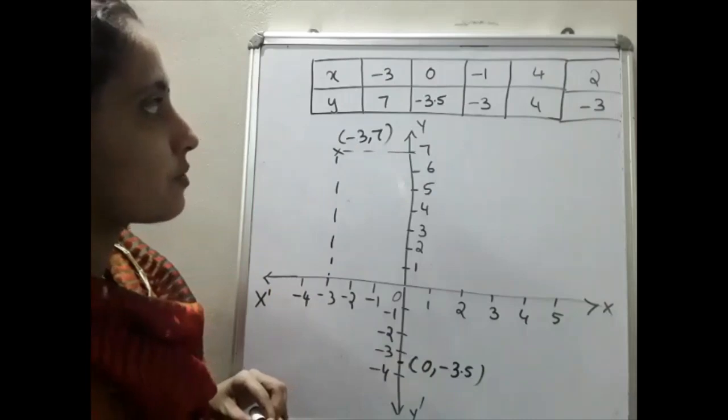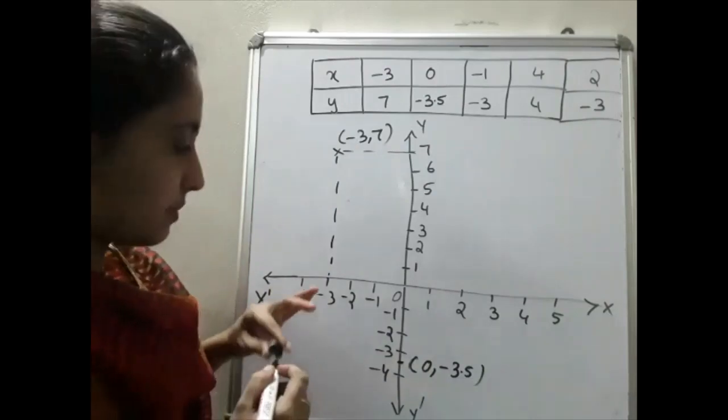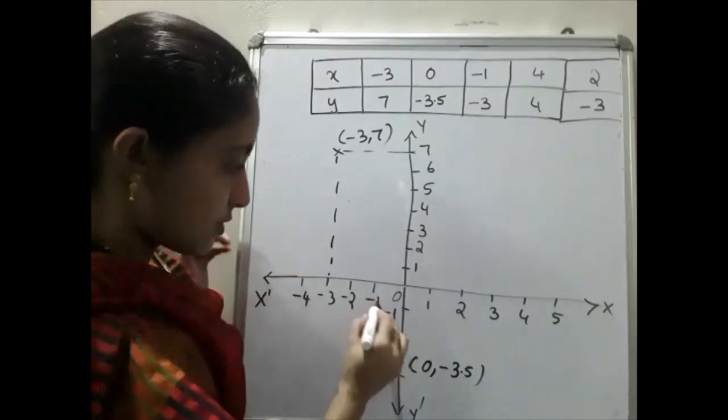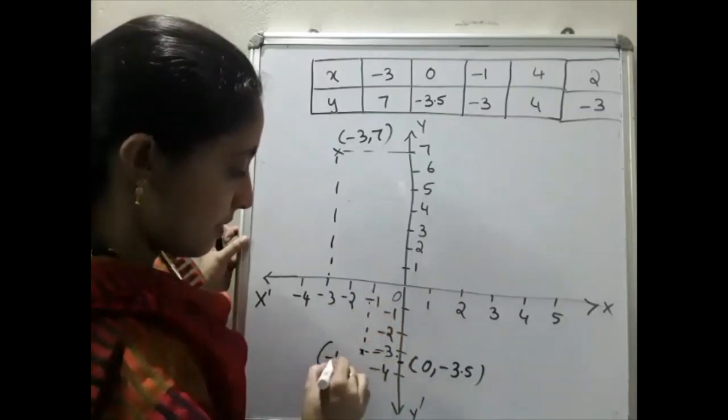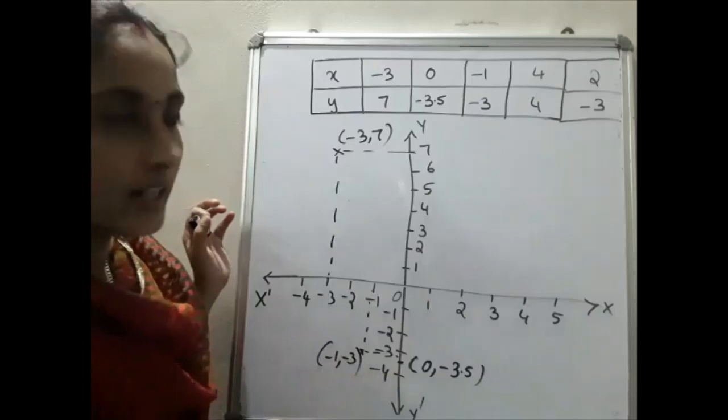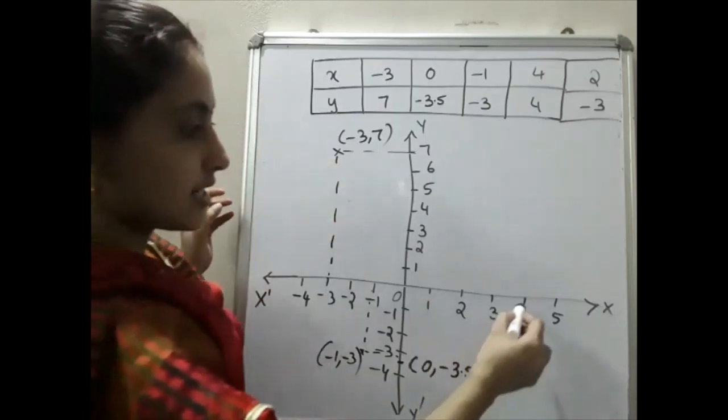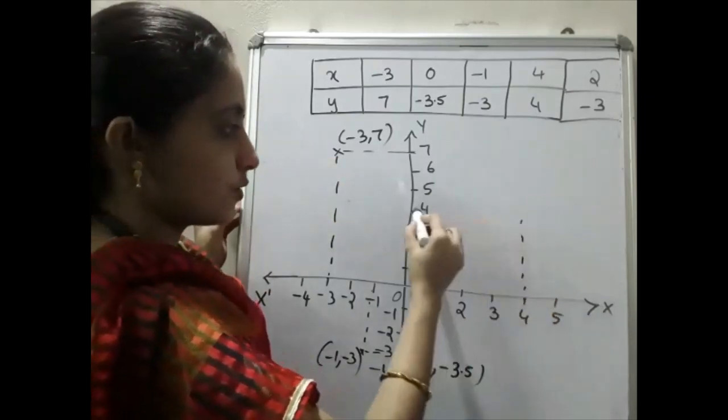Okay, next point is what? (-1, -3). Both are negative. That represents the third quadrant. -1 from here and -3 here. So this will be (-1, -3). Okay, next point is (4, 4). That is easy, is it? Here. (4, 4).